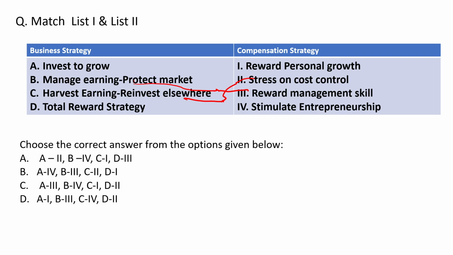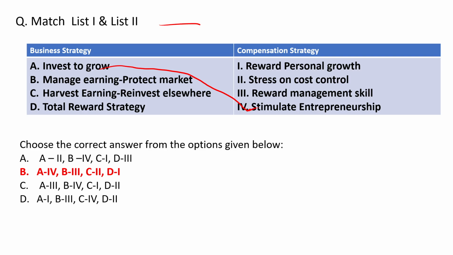And for the second, C2 can be there. Where else is C2 there? C2 is mentioned in the second option. So here you can estimate that the right answer will be option number B. Now let's see in the full context. Invest to grow. For investing to grow, entrepreneurship can be stimulated. Why? Because an entrepreneur is the person who starts his own business and he invests in the business for further growth. So A4 can be there. Now manage earning. How can earning be managed and how can the market be protected?